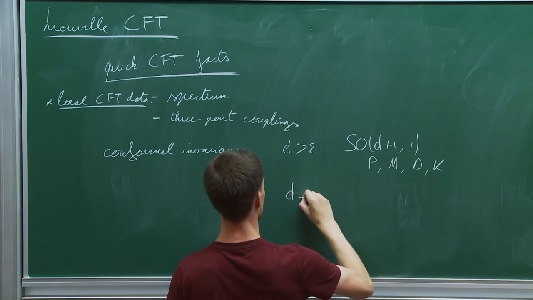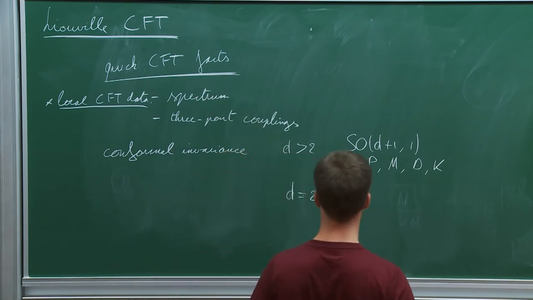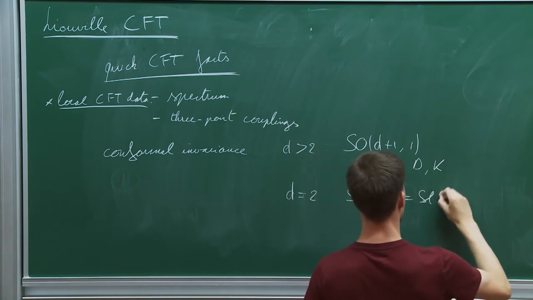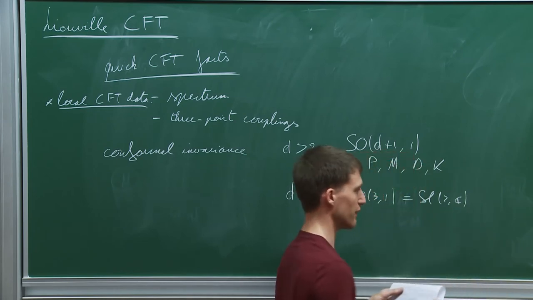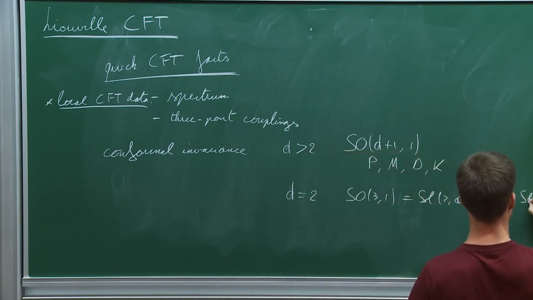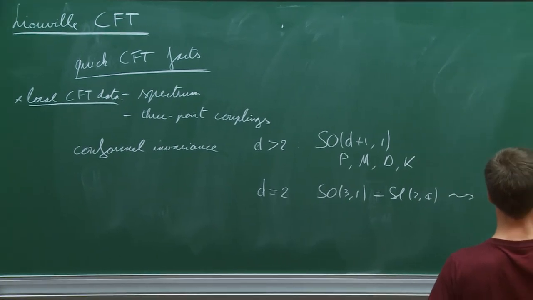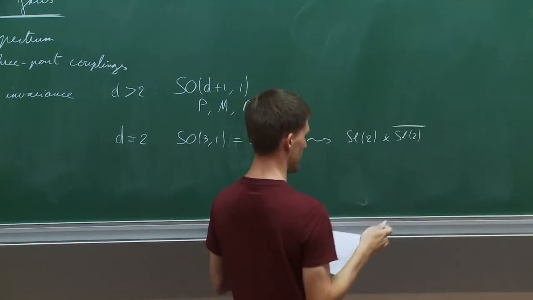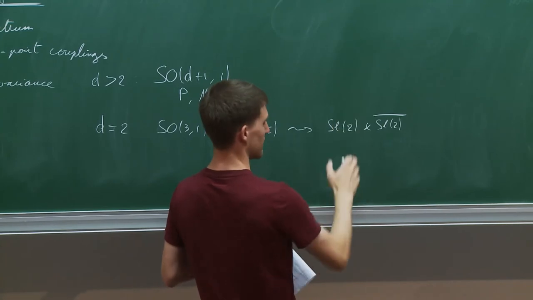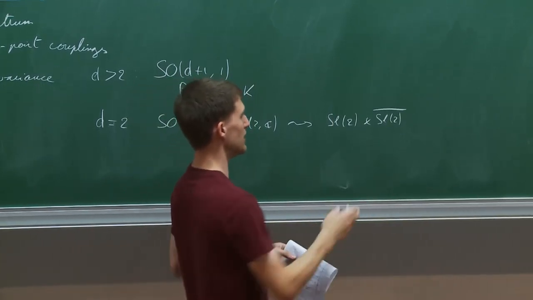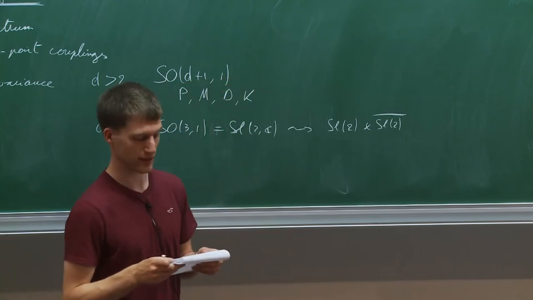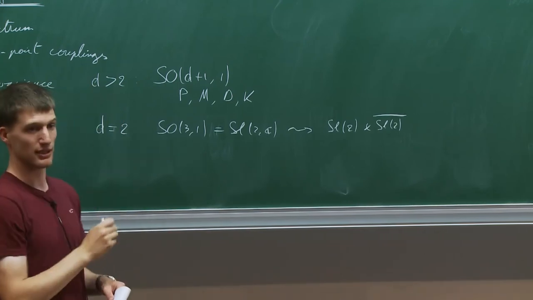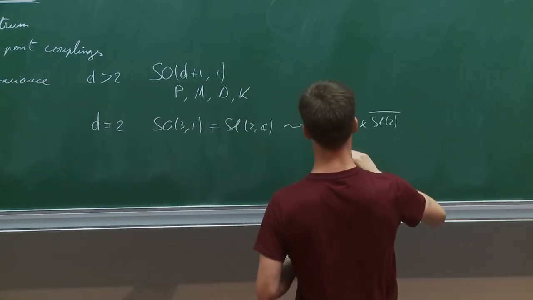But in D equals 2, which is an example where Liouville lives, this SO(3,1) is really SL(2,C), but people are often somewhat sloppy. They think of essentially two copies of SL(2). They think of these as the left-moving copy and the right-moving copy, or the holomorphic and anti-holomorphic copy, where one SL(2) acts as Möbius transformations on the complex coordinate z, and the other acts as Möbius transformations on the complex coordinate z bar. So these two copies of SL(2) are the global conformal invariance of a two-dimensional CFT. But really, it enhances to a full Virasoro symmetry.